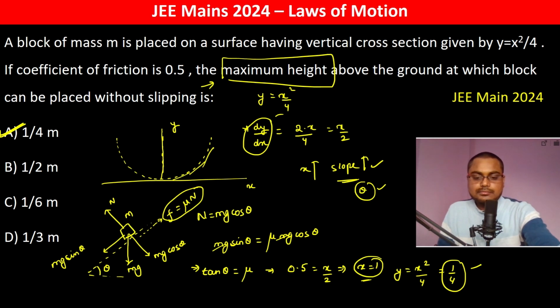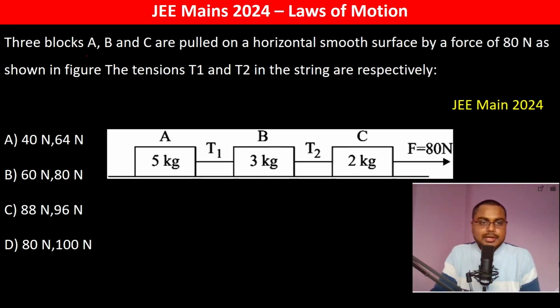Thank you very much. 3 blocks A, B and C are pulled on a horizontal smooth surface by force of 80 Newton as shown in the figure. अच्छा, T1 और T2 हमको निकालना है. Okay. And this is a smooth surface. स्मूथ इसका मतलब कि फ्रिक्शन कुछ है नहीं.